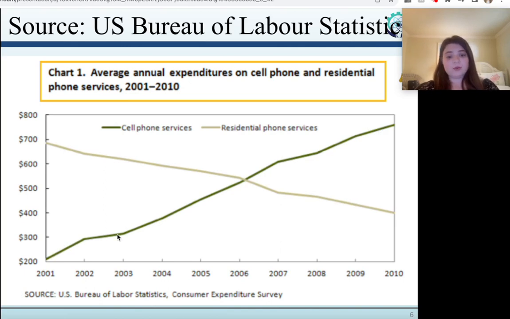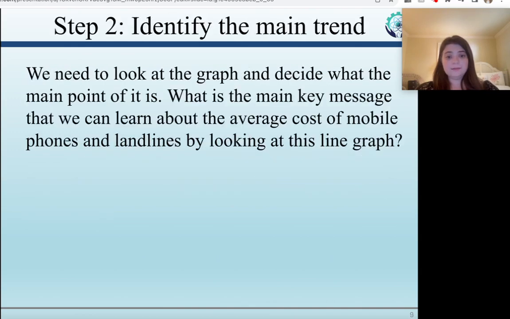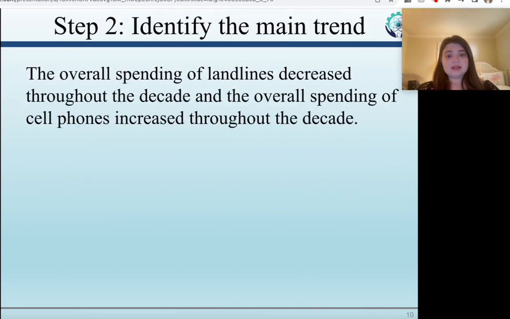It seems like every year we're spending more than the previous year on cell phones, and every year we're spending less money than the previous year on residential phones overall. So this isn't just that it starts and ends this way. It's consistent like that. Consistently goes up and consistently goes down, respectively, right? Throughout these 10 years. So if we go back here, we can see that the overall trend is that the overall spending on landlines decreased throughout the decade, and the overall spending on cell phones increased throughout the decade.